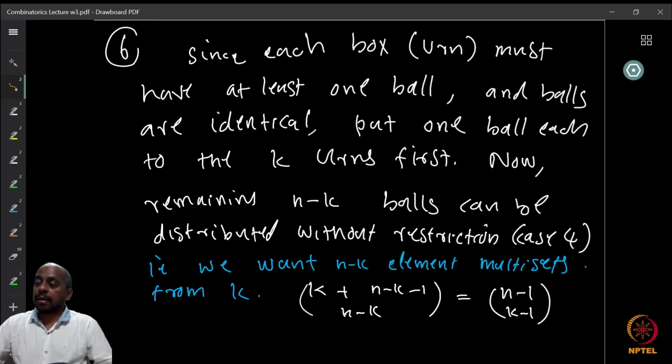And in this case, it happens to be the distribution of n minus k, because we have already used k to fill up the boxes with one ball each, right? So that is now k plus n minus k minus 1, choose n minus k. Because we start with a k element set, and then we want to make n minus k element multi-sets. And what is this value, which is n minus 1 on the top, and then choose n minus k, will become also k minus 1 when you take the complement. So therefore you get n minus 1 choose k minus 1.